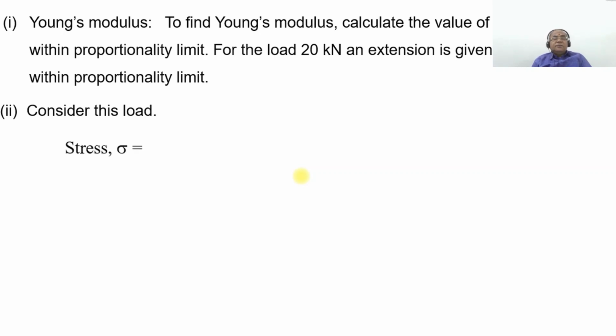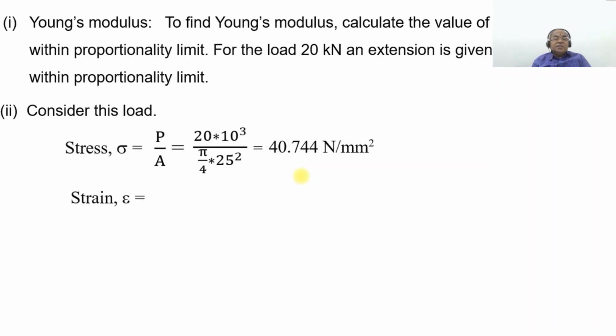So here first we want to find out the stress value. What is stress? It is defined as P by A. The load at the proportional limit is 20 into 10 to the power of 3 divided by pi by 4 into the cross-sectional area of the specimen, which is 25 square. On simplification, you will get 0.744 Newton per mm square.